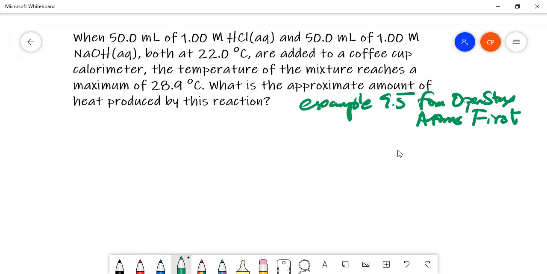And the example is a story of a couple of liquids, hydrochloric acid and sodium hydroxide. Both of these liquids are at the same temperature. And we're going to put them in something that insulates really well, like a coffee cup. And we're going to watch the temperature of the liquids in the mixture when they're combined go up. And we can determine from that the approximate amount of heat produced by the reaction.